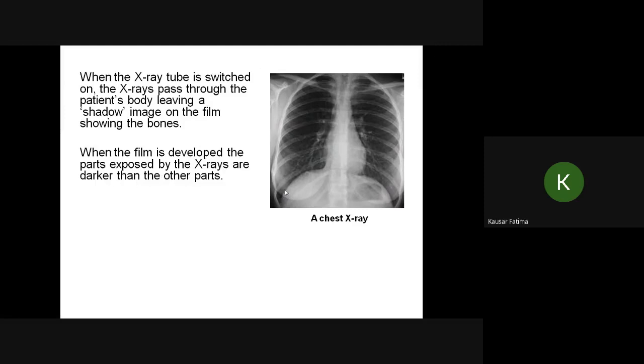Okay, when the film is developed, the parts exposed by the x-rays are darker than the other parts. So these parts where the x-rays pass will be darker. And this is white, meaning absorbed; they are absorbed here. X-ray radiations cannot pass through these bones, so this part will remain white, a lighter region on the radiograph.